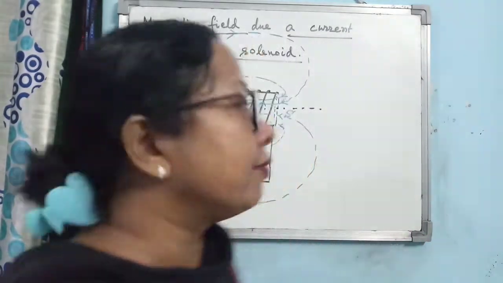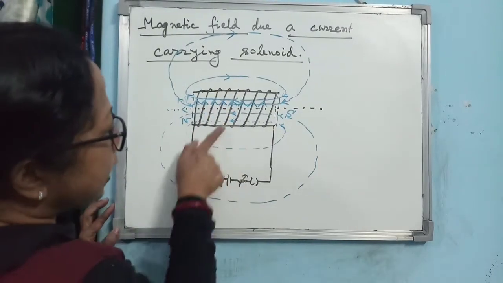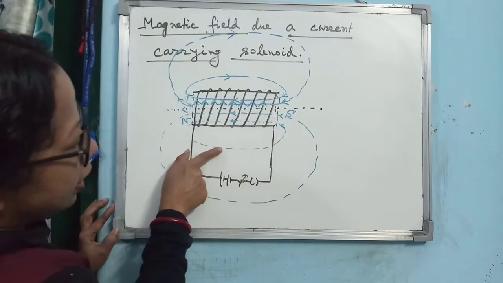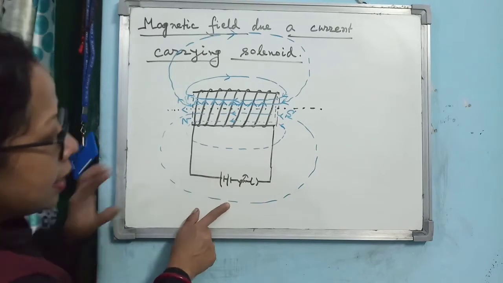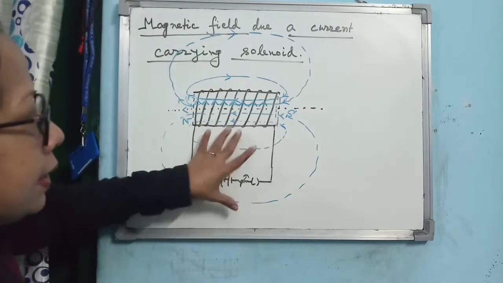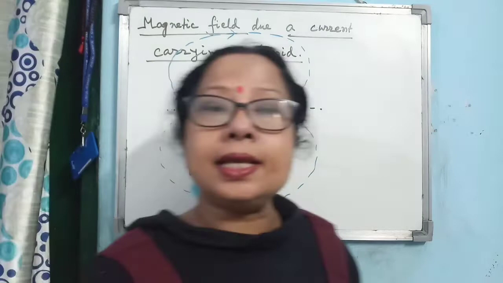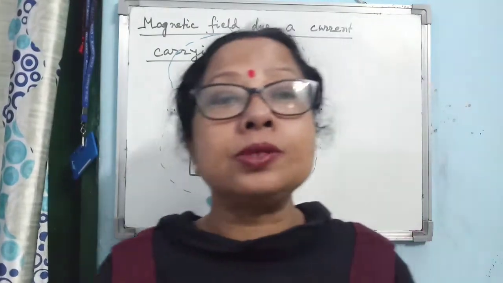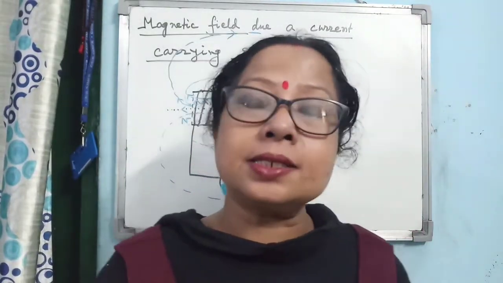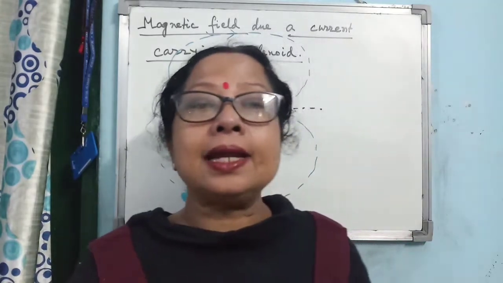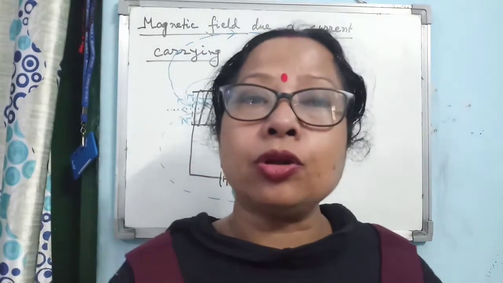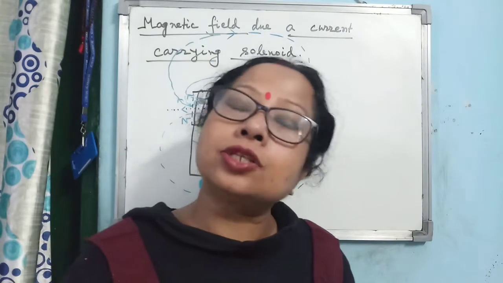Then, second observation. If you consider outside the solenoid, here is one line, here is one line. Just look at the gap. What does it indicate? Magnetic field is almost zero outside the solenoid. What is the second conclusion? Magnetic field is almost zero outside the solenoid.